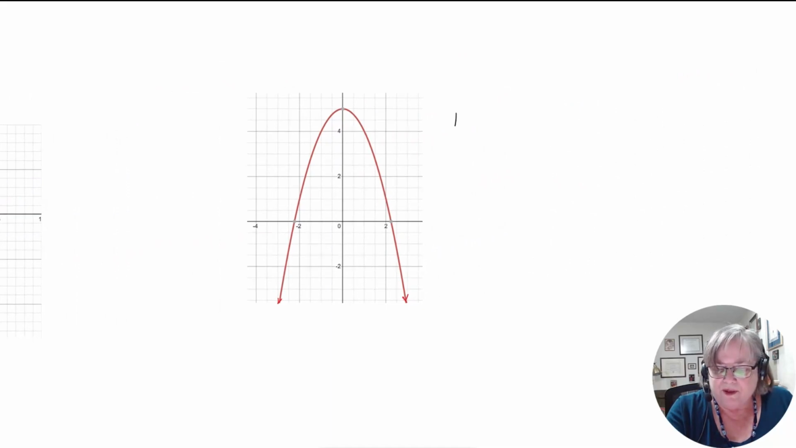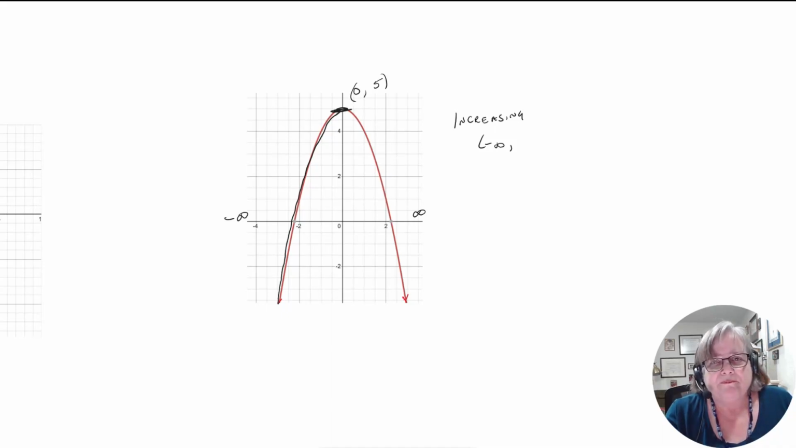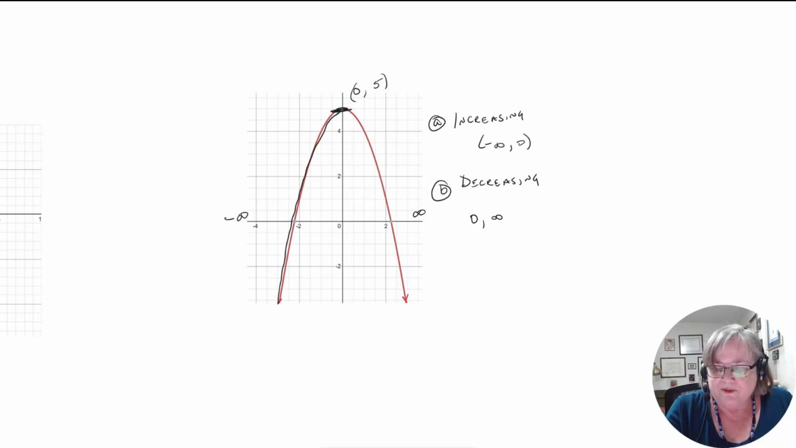Okay, where is this one increasing? Remember, we're going left to right, so that would be negative infinity. Up to here is where it stops increasing. So this point is 0, 5. So what do we use, 0 or 5? Well, the x value is 0. All right, where is it decreasing? From 0 to infinity. And where is it constant? It is not anywhere constant.